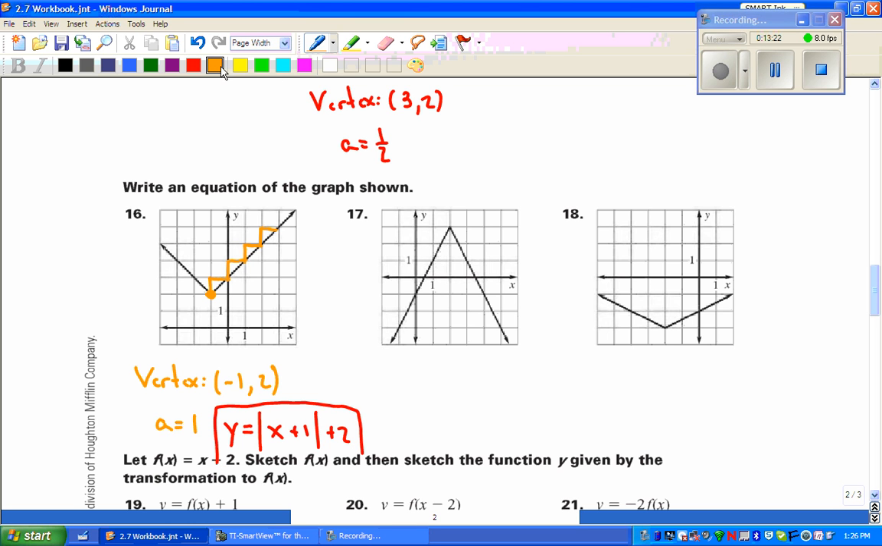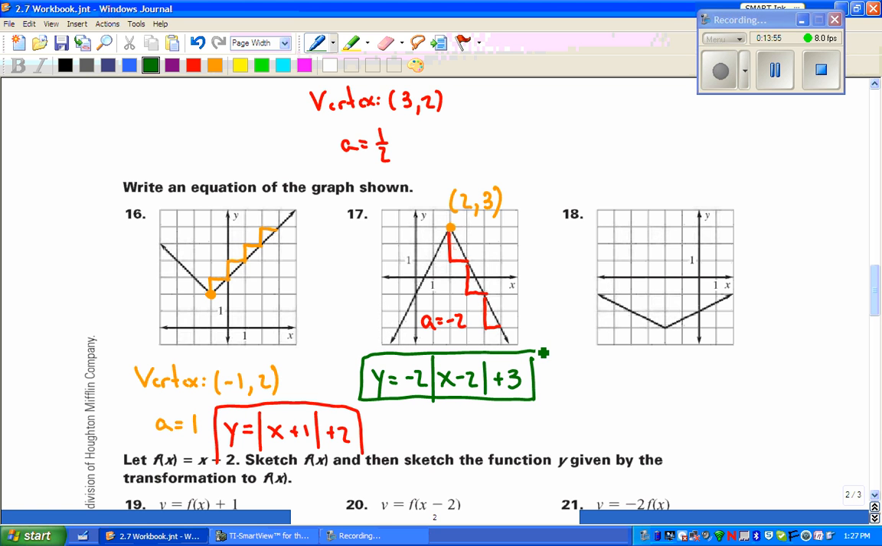Okay? Vertex is at 2, comma 3. And what happens is, for this one, you go down 2 over 1, down 2 over 1, down 2 over 1. So your a value is equal to -2. So if you wanted to write the equation for this one, you're going to say y equals, now the -2 goes up front, that's your a value, and then you have x minus 2, and then you have plus 3.